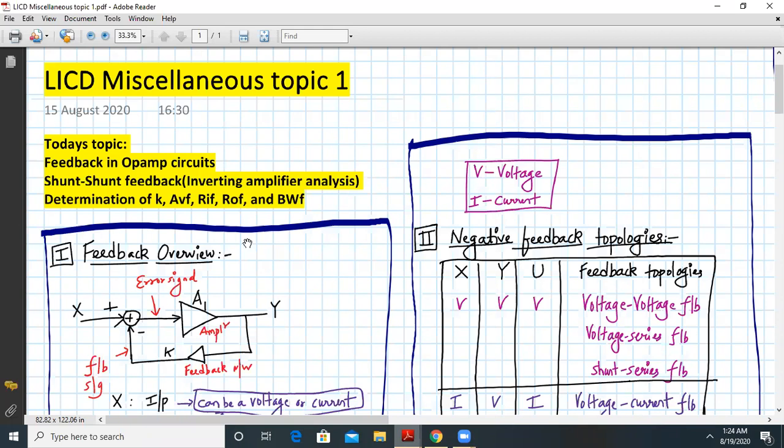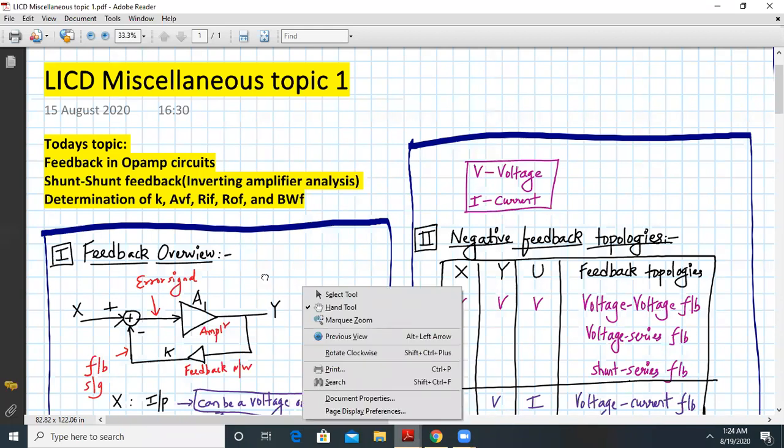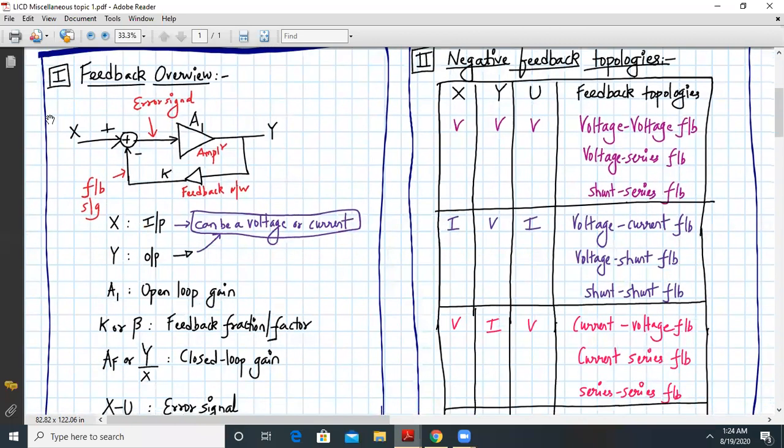Today we are going to discuss feedback in Opamp circuits. So let us start. This is normally my feedback block. I have my input X, output is Y. I have an amplifier network with a gain A1, feedback network with a gain K, and this is my error signal, which is the subtraction of my feedback signal from my input signal.